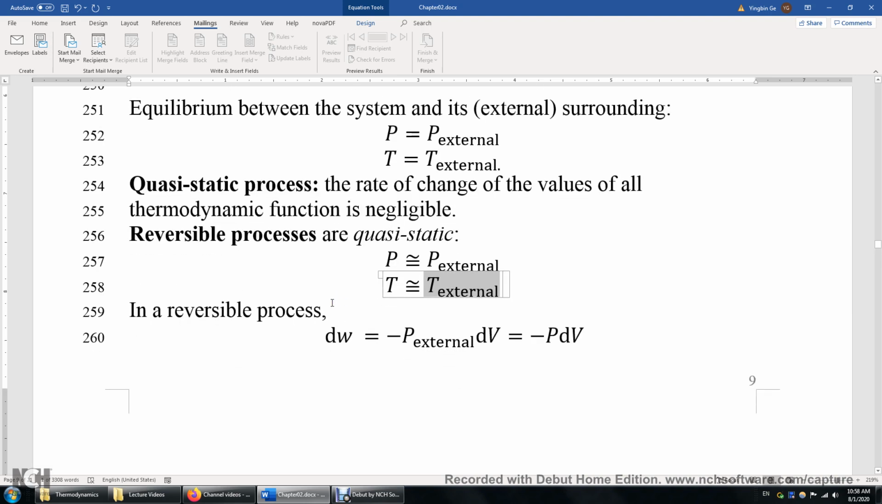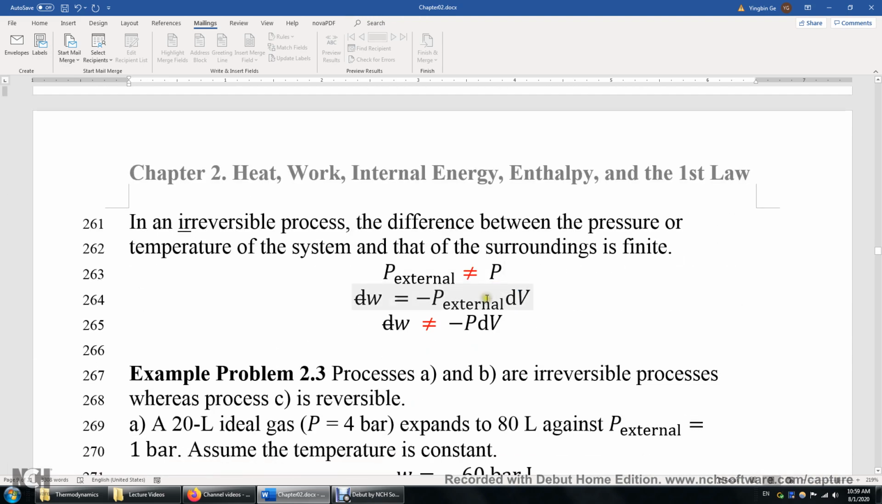In a reversible process, we have dW equals negative P external dV, and then we can replace P external with the system pressure P. In an irreversible process, the difference between external pressure and inside pressure is finite. Therefore, we cannot replace P external with P in the equation to calculate work.